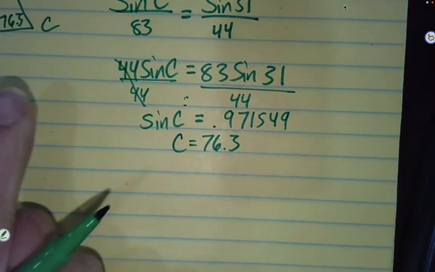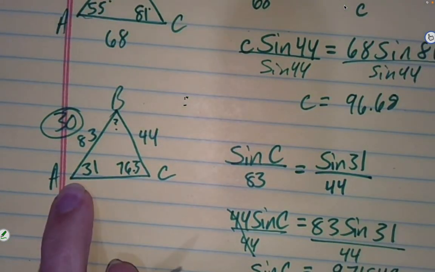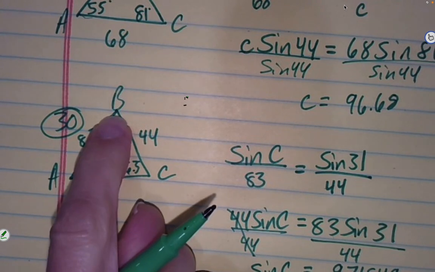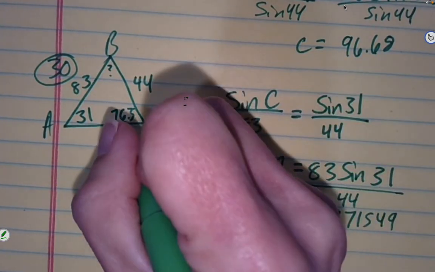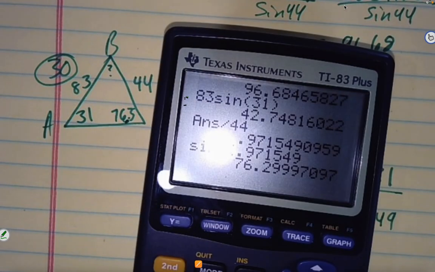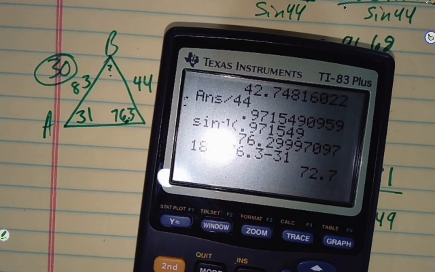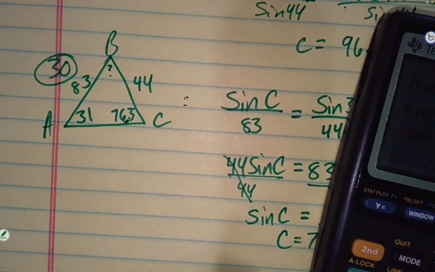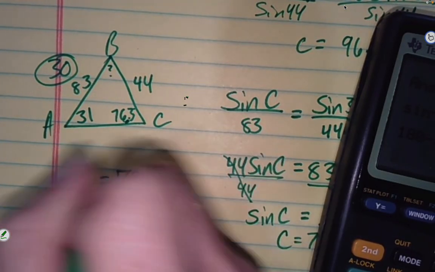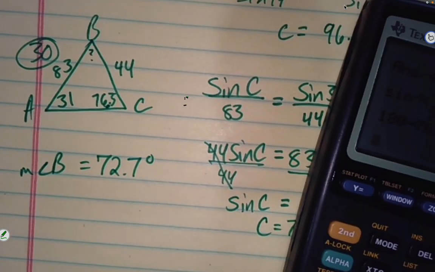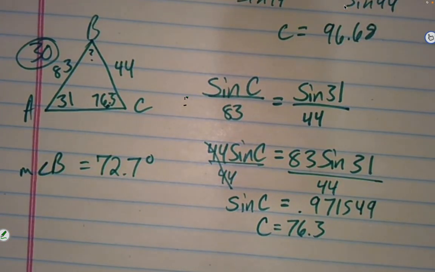But now the trick on this one is, I wrote it down for C. We're not looking for A, we're not looking for C, but we're looking for B. So the way to find that is we take 180 and subtract those two. So 180 minus 76.3 minus 31, and it's 72.7. And that's what they rounded to. So angle B, 72.7 degrees. They put the measure of angle B. So that's number 30.